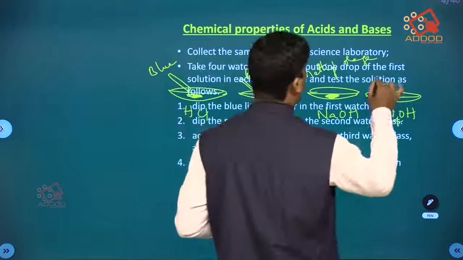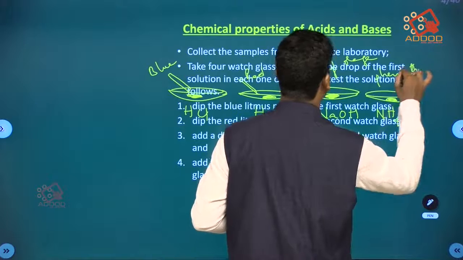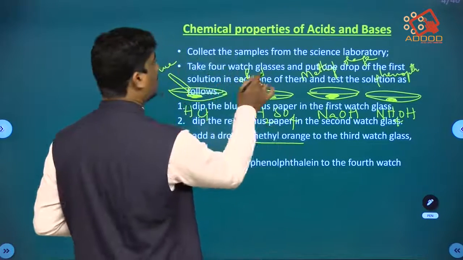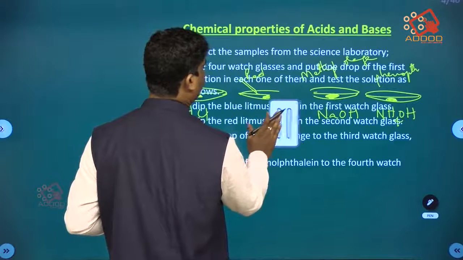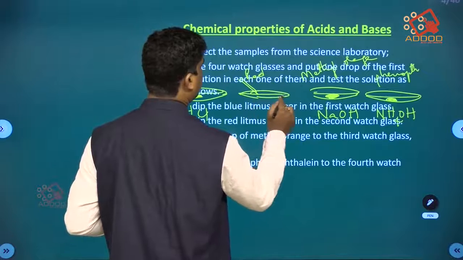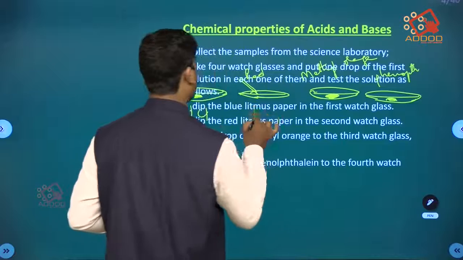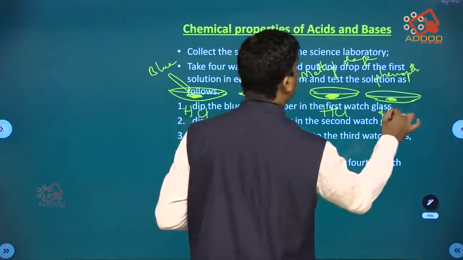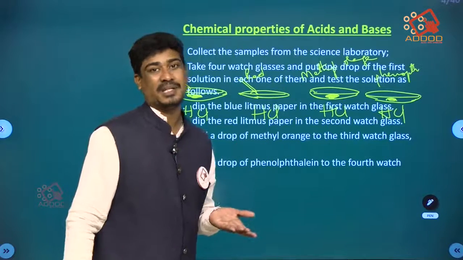Phenolphthalein indicator for the fourth indicator. Okay, so take watch glasses and put a drop of the first solution. Just take only one solution, not a different one. So take HCl only in the first watch glass, second watch glass, and third watch glass also. Here the indicators are changing, isn't it?